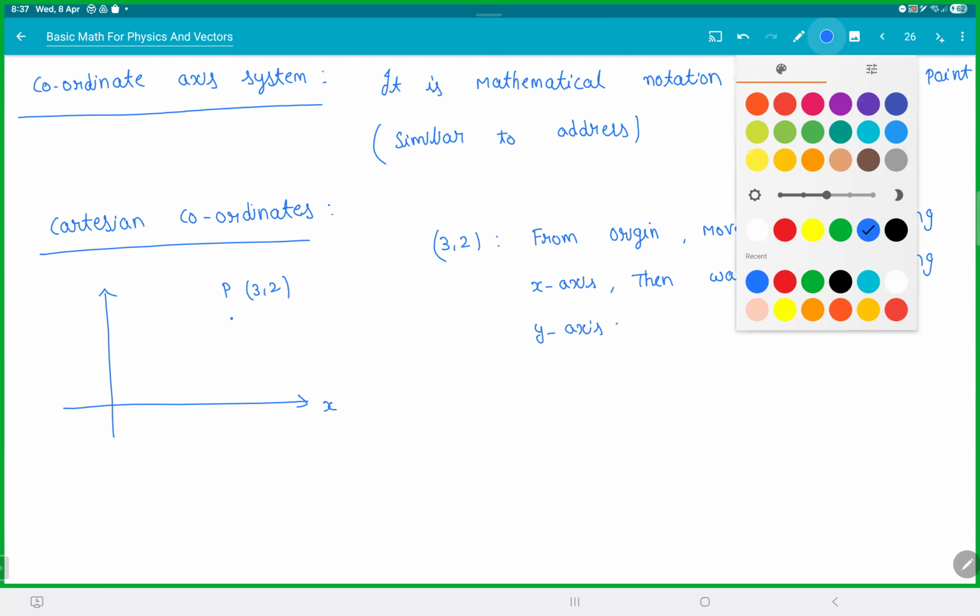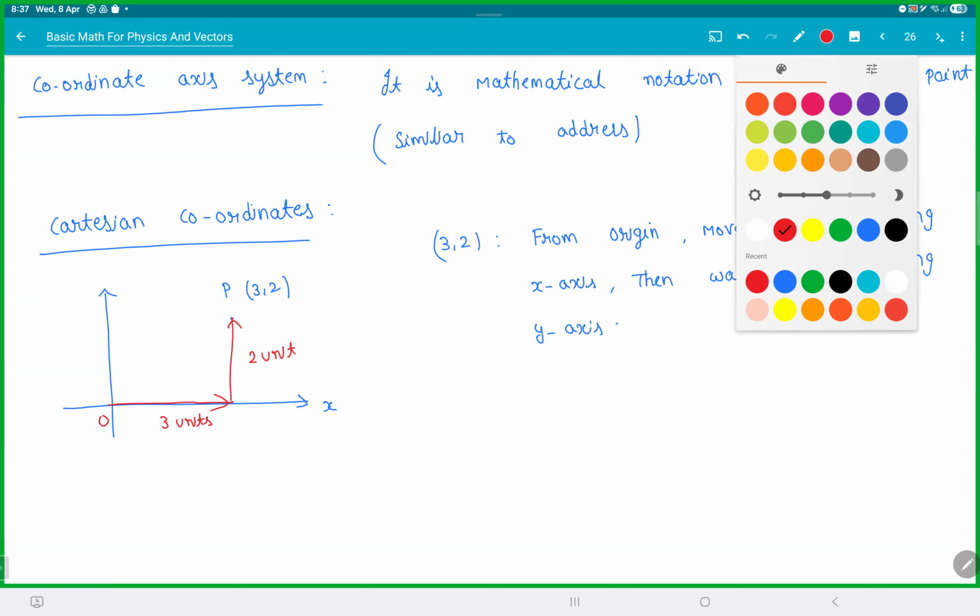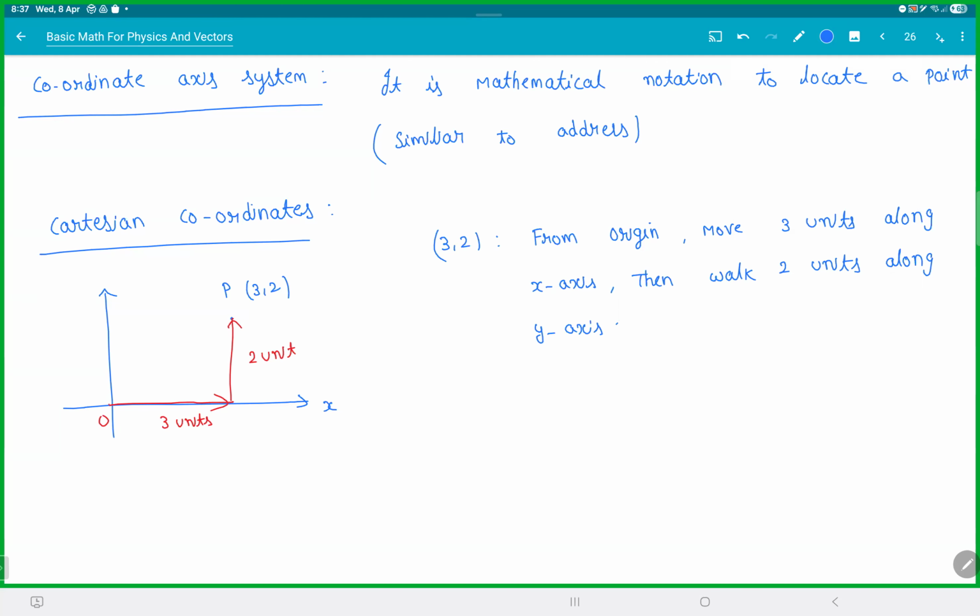So it is telling you along x-axis, walk 3 units. And from there, walk 2 units. And then you'll reach the address of point P. Making sense? So that's the meaning of the coordinates x, y. When you say x, y, you're saying walk x units in x-axis and y units in y-axis.